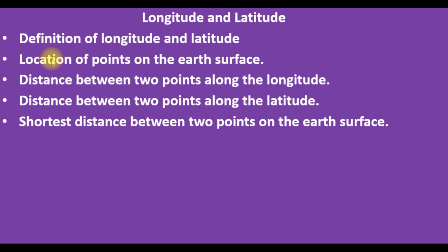So under longitude, we need to know the definition and the representation, location of points on the Earth's surface, distance between 2 points along the longitude, distance between 2 points along the latitude, and the shortest distance. So let's start with the first one, which is the definition.